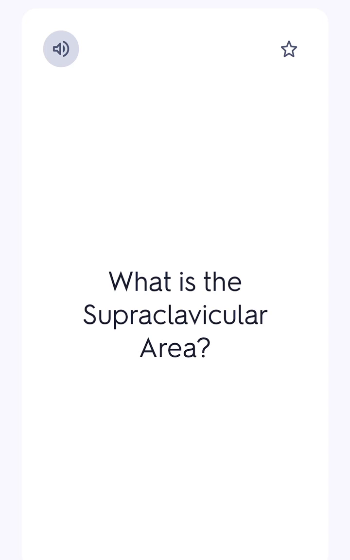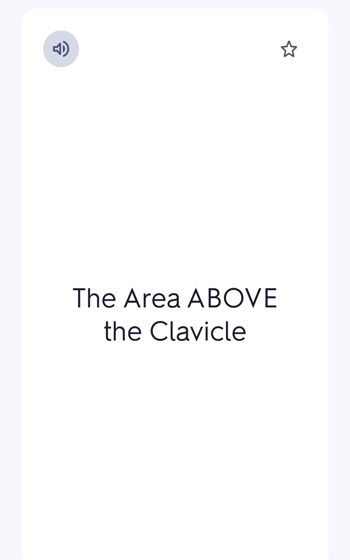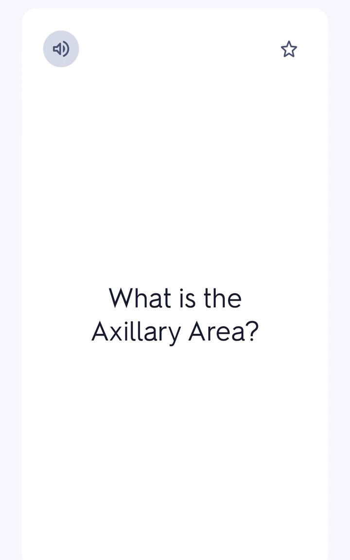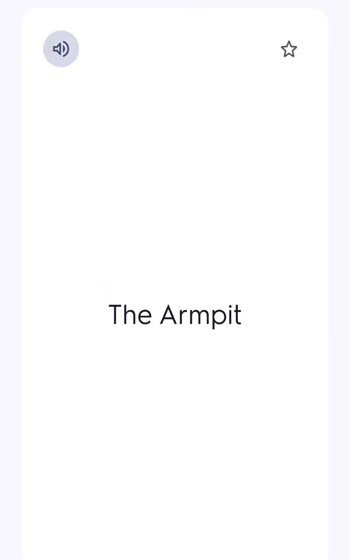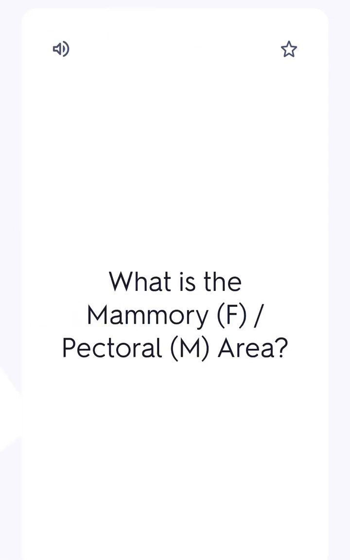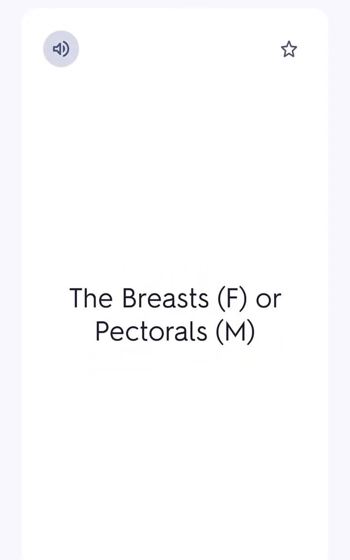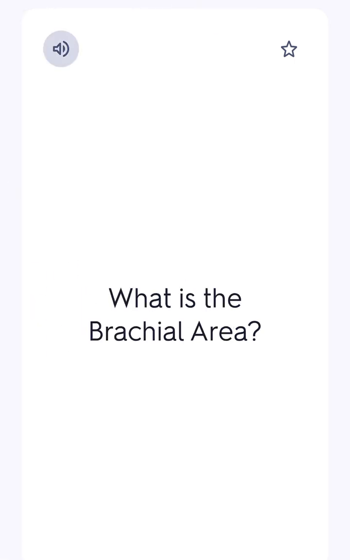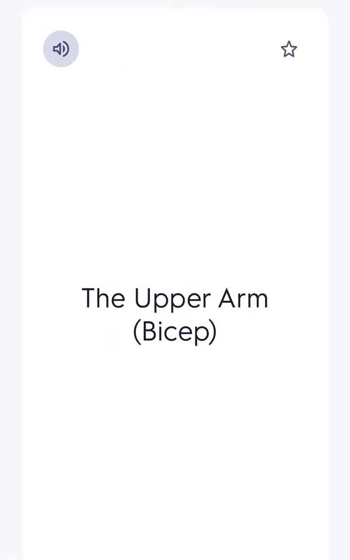What is the supraclavicular area? The area above the clavicle. What is the axillary area? The armpit. What is the mammary/pectoral area? The breasts or pectorals. What is the brachial area? The upper arm.